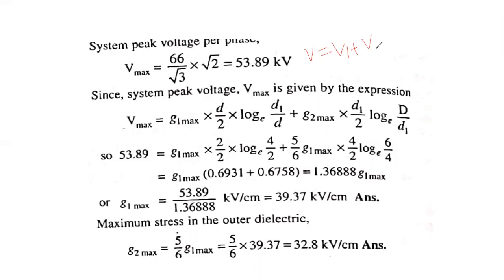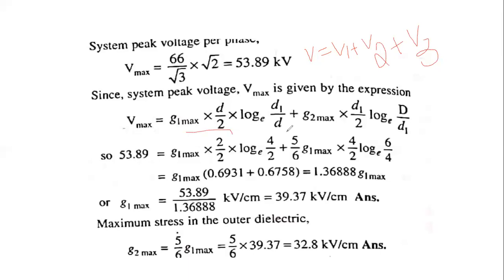Therefore V is equal to V1 plus V2 plus V3. What is the V1? That is G1 max into D by 2. And V2 is G2 max into D1 by 2 log e D by D1. Then we obtain the maximum permissible voltage, that is V. Therefore V is equal to V1 plus V2.